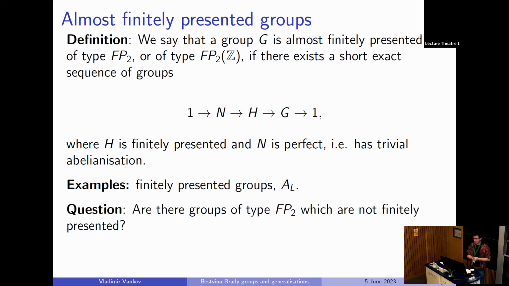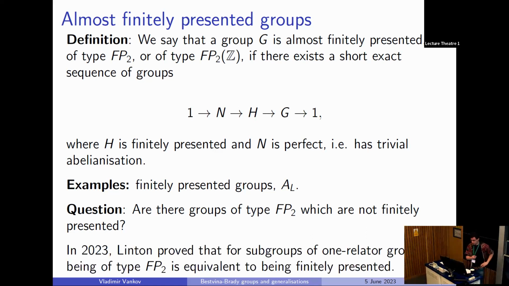Okay, so then it was a big question for a while whether there exist any groups which are of type FP2 but not finitely presented. I think there were some people that believed that maybe these notions are so close that maybe they coincide. And before I say any more about that, I should probably mention that there are lots of cases in which they are the same.